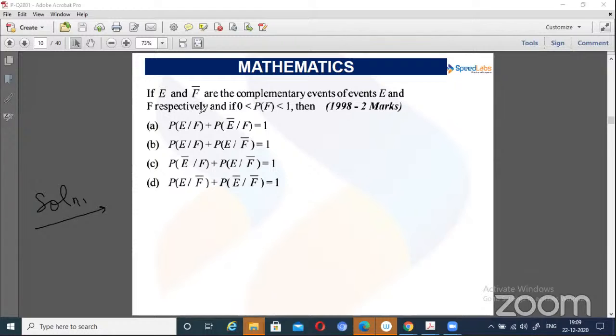If E complement and F complement are complementary events of E and F respectively, and if P of F is between 0 to 1, okay, you tell me what is the answer. Straightforward question है. E और E complement और F complement हैं, जो कि E और F के complement होते हैं, और P of F 0 से 1 के बीच में है. Then which is correct out of these four options?